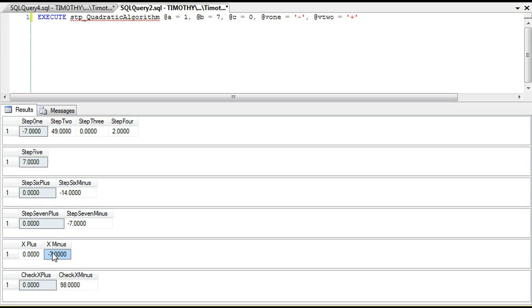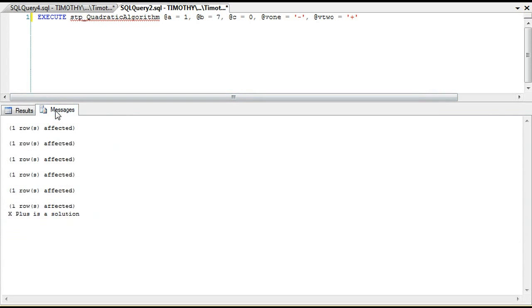But if we think about negative 7 as a case in point, negative 7 squared is 49. Minus 7 times negative x, that's negative 49, but minus the negative 49 now becomes plus 49, so our answer is 98. So what it should print out is that only x plus is a solution, and you see that's exactly what it does print out. It doesn't print out the other one.